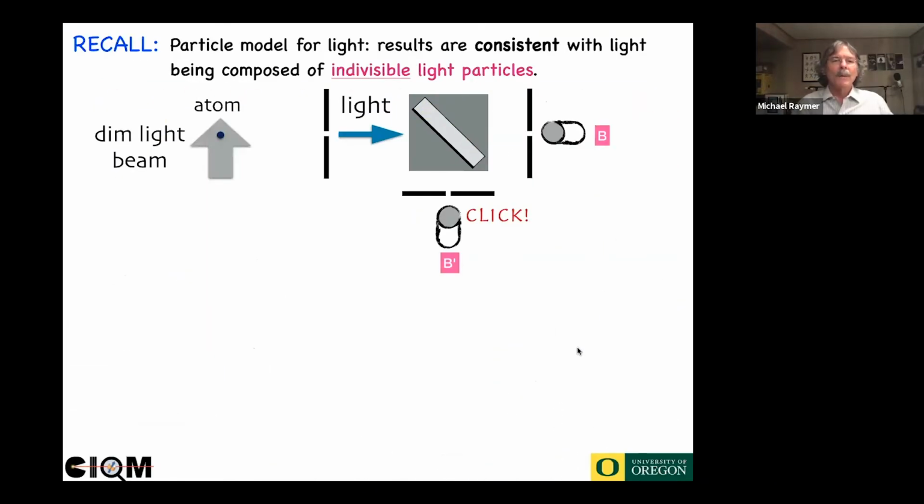Okay, so moving back to the summary of what we saw last time, we just talked about the fact that if I have a single atom and dim light is passing by it, it can scatter or emit light into these two detectors, which we label B and B prime. And we found that typically only one of these can click at a time if there's just one atom scattering light.